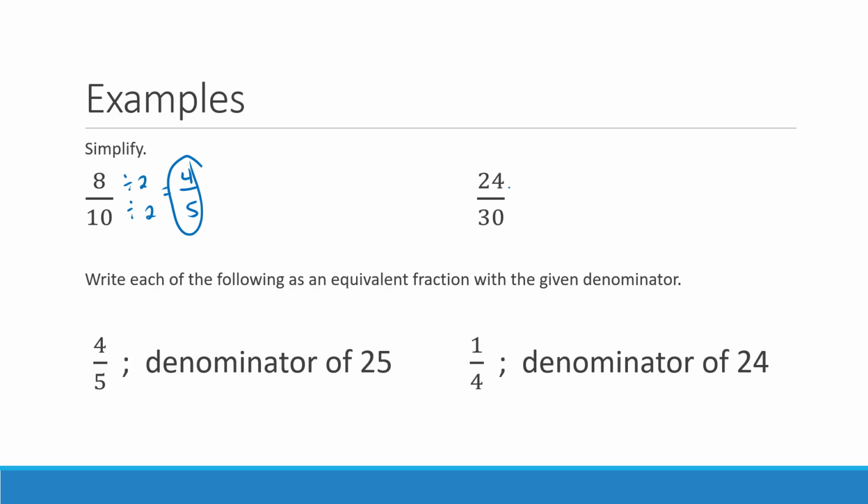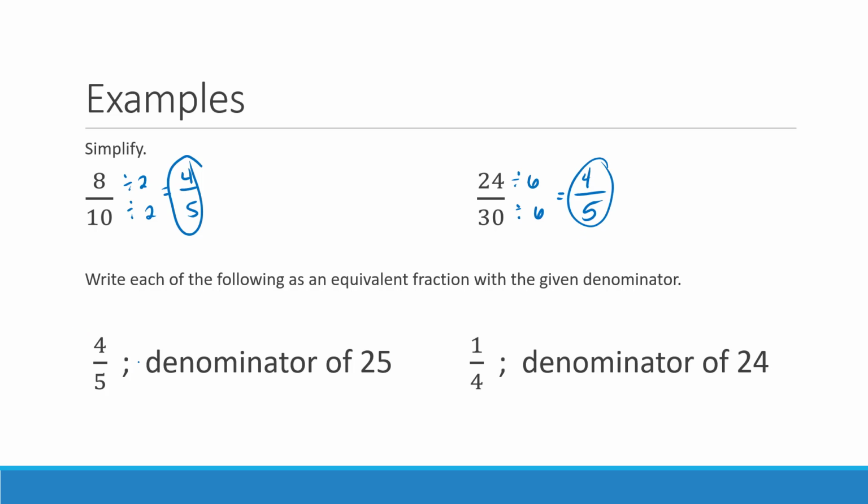Again, it doesn't really matter your starting point as long as you get to the final answer. You could start by dividing these both by 2. I could look for a bit of a larger number, so in this case, they're both divisible by 6. So if I do 24 divided by 6, which would be 4, and then I do 30 divided by 6, which is going to give me 5. So 4/5 would also be my simplified fraction in this case.